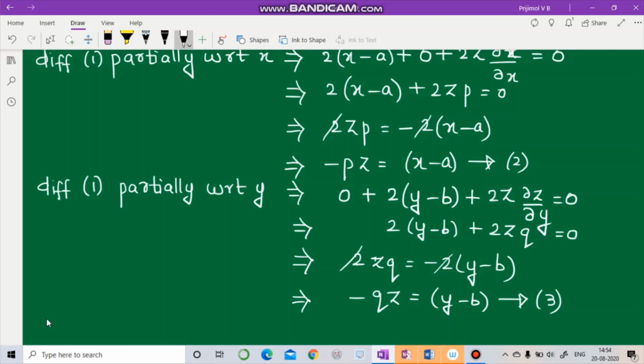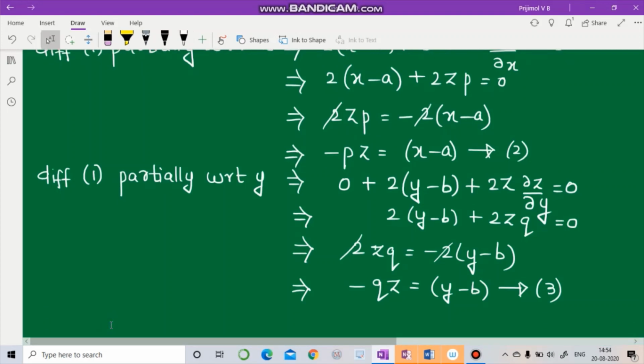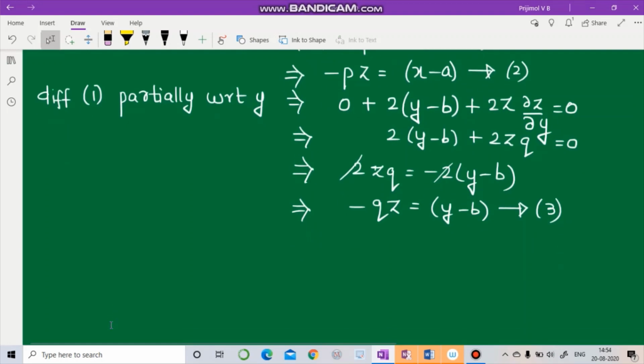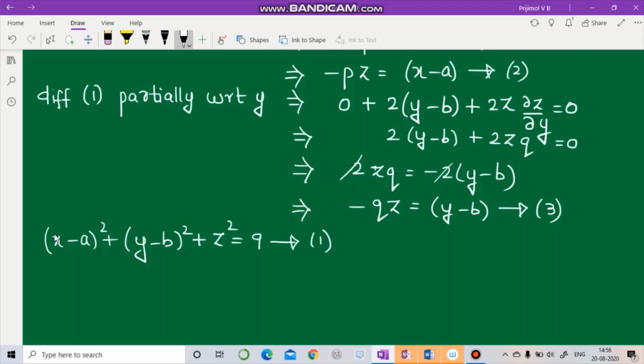Now, I told you our equation is only a first order equation. So these equations are enough. We have to find only p and q, that is enough. So we have got 3 equations. Now let me rewrite the equation. Our equation was x minus a whole square plus y minus b whole square plus z square equal to 9. This was our equation. Now we have to find a relation between these 3 equations 1, 2, 3 in such a way that we eliminate the arbitrary constants a, b, c.